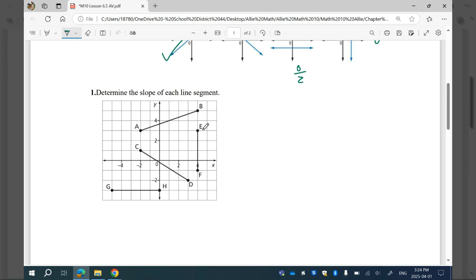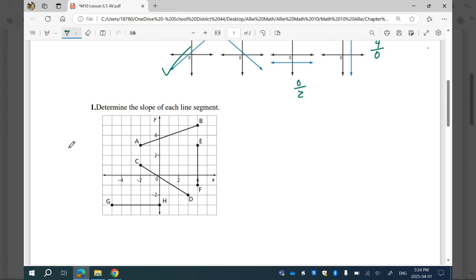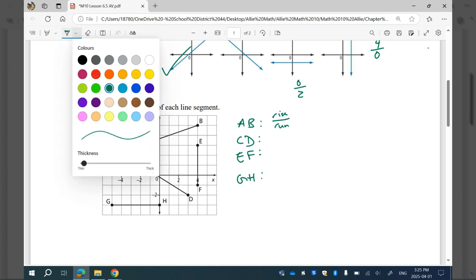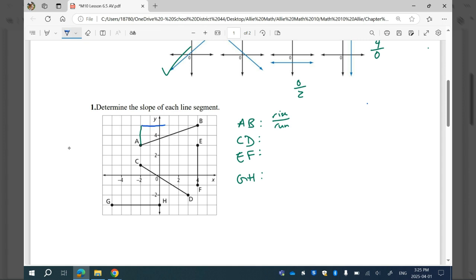I think G, H, and E, F might be our easiest to figure out, but let's go. We got A, B, we've got C, D, we have E, F, and we've got G, H. So for all of these ones, I might just use my favorite way of figuring it out. I personally like rise over run. So we need to figure out for A, B, how much does it go up vertically over the run, over the change in our horizontal standing.